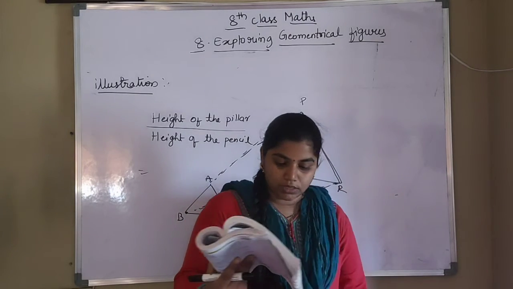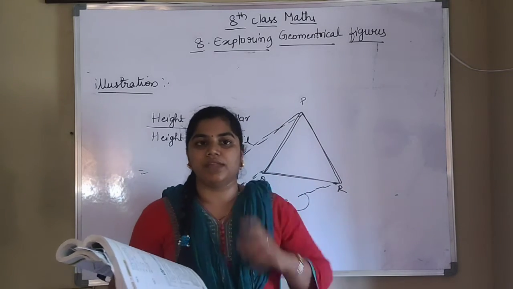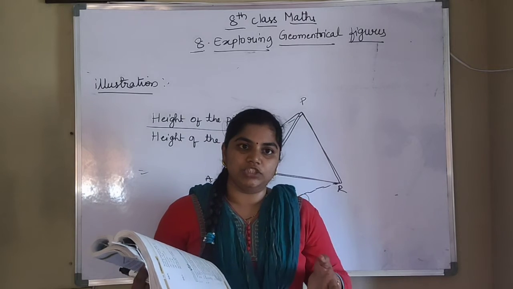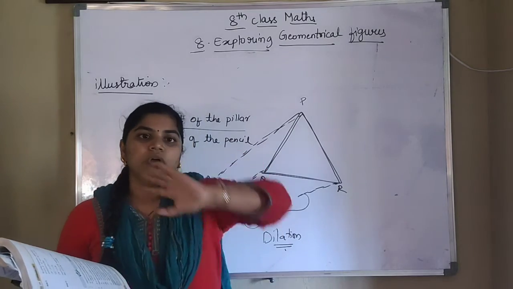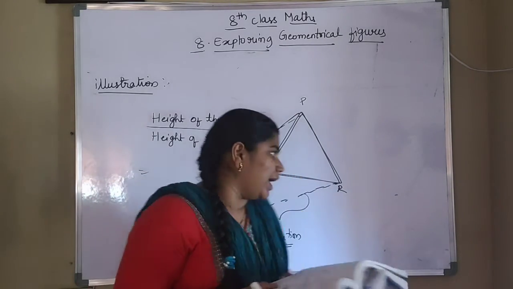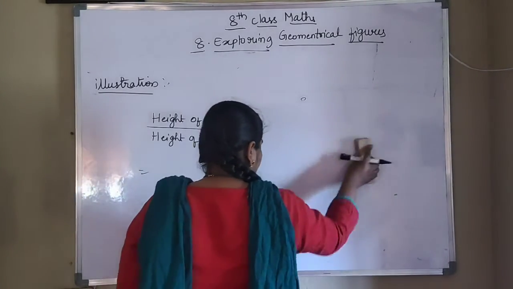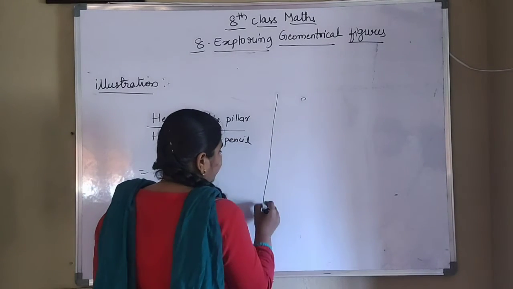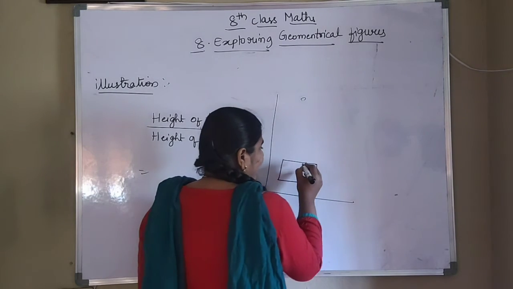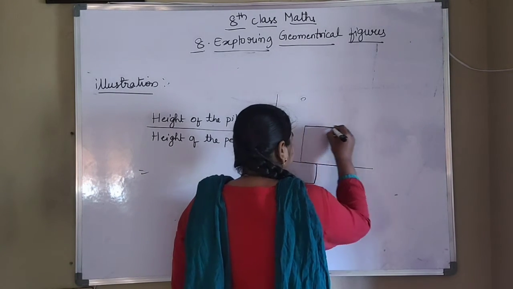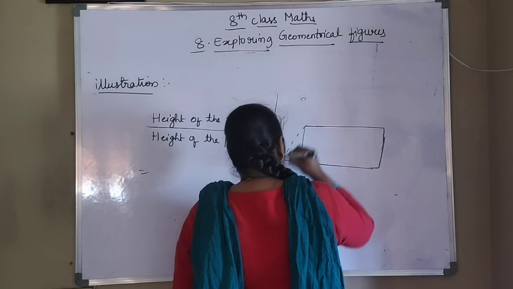So we have to take one dotted sheet and draw 2 rectangles, one small rectangle and one big rectangle. That is nothing but dilation. Dilation is taking a small rectangle and increasing it to a big rectangle. Somewhat like this. Here I am taking one dotted sheet. In that, first I am drawing one small rectangle, and this small rectangle has been increased to a big rectangle like this.